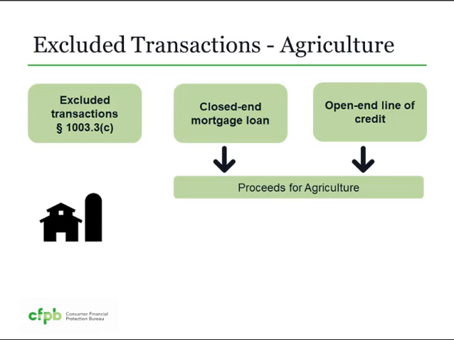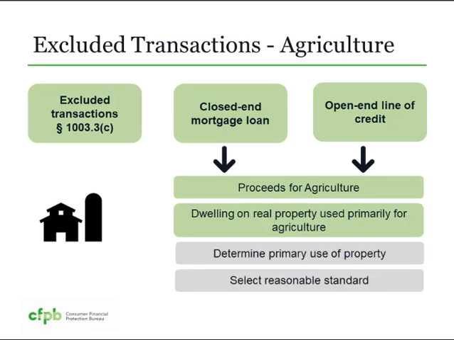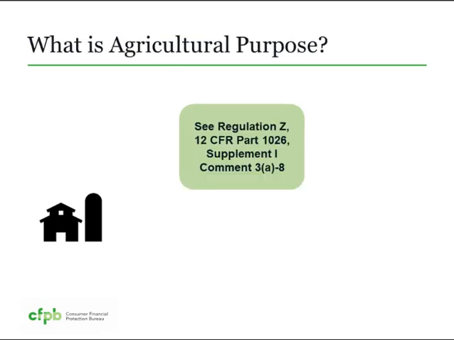Third, a closed-end mortgage loan or open-end line of credit that is used primarily for agricultural purposes. A loan or line of credit is used primarily for agricultural purposes if the proceeds will be used primarily for agricultural purposes, or if the loan or line of credit is secured by a dwelling located on real property that is used primarily for an agricultural purpose, such as a farm. The institution may use any reasonable standard to determine the primary use of the property and may select any reasonable standard to apply on a case-by-case basis. What is meant by agricultural purpose? Regulation C looks to Regulation Z's commentary.